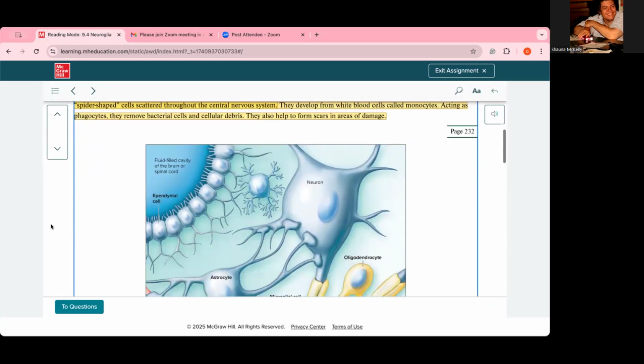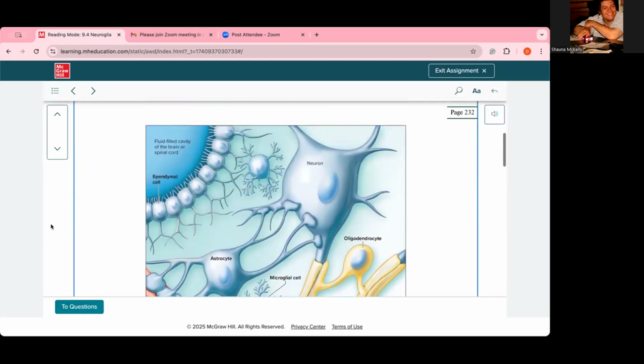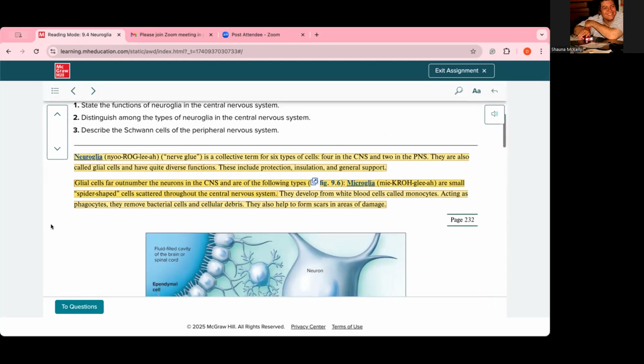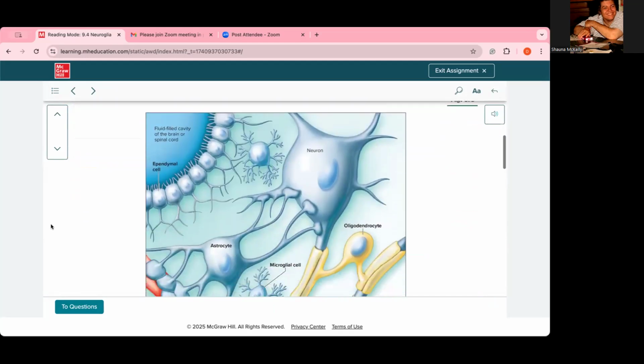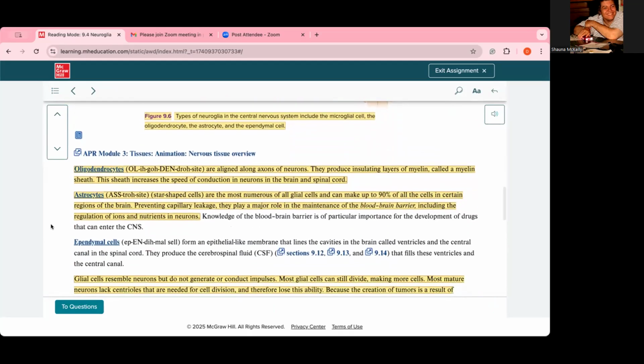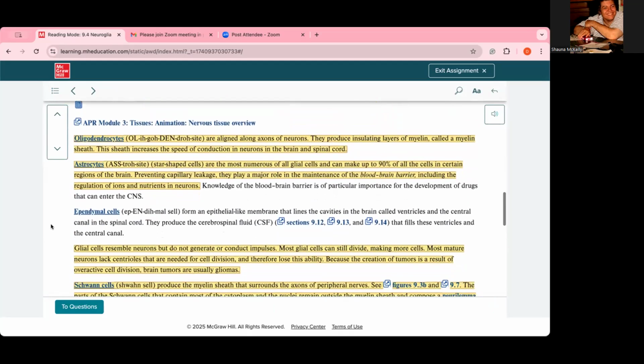Let's go back. Glial cells, whoops, it was up on the top. Oh no, yeah, keep going under the picture. Sorry, my mistake. No, under the picture. I was mistaken. Glial cells resemble, most glial cells can still divide.